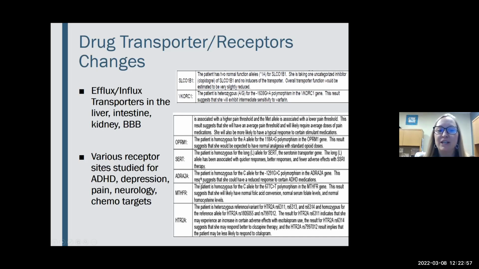MTHFR is methyl tetrahydrofolate reductase. This could be its own presentation, where patients don't methylate certain B vitamins, which can have pretty big consequences in the fields of anxiety, depression, sometimes pain and other blood disorders. That's included in most testing. And then another serotonin receptor. There are several receptors and transporters. This is just a snapshot of some of the most common ones.